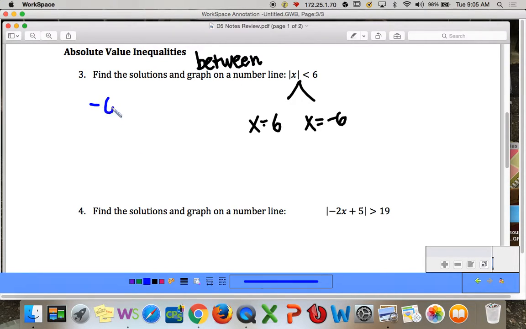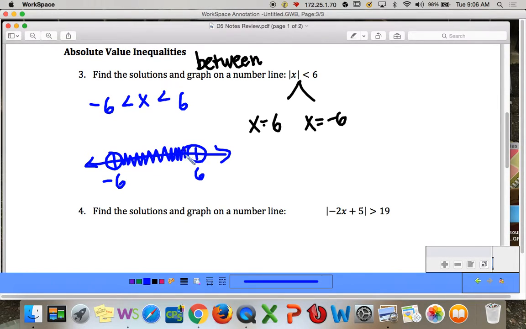So to write it up, we put our smallest number first. We put our x in the middle, our biggest number, to show that on a number line we start with negative 6, we go all the way up to 6. And this will be an open dot because there's no equal sign. And we're going to shade everything in between. So the absolute value of anything in between these two numbers will be less than 6.